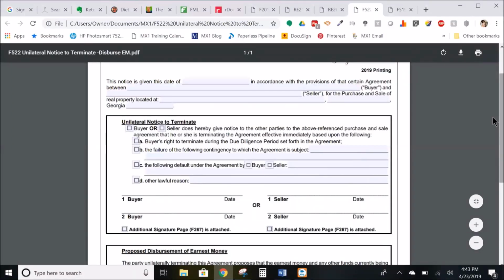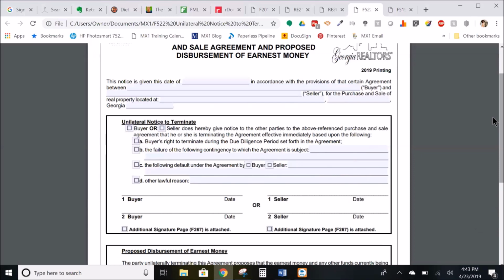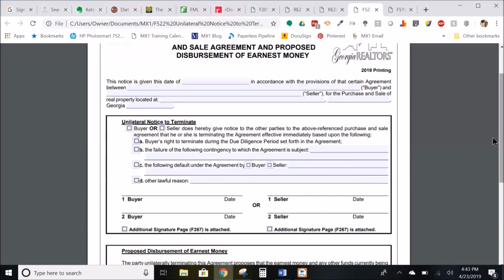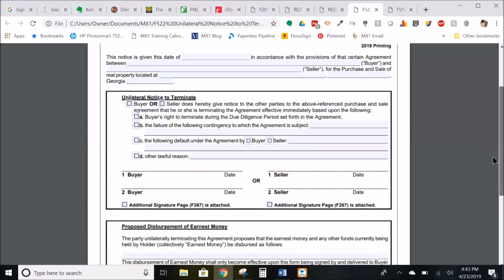So again, the termination of a contract can be done by any party, but depending on which party terminates is going to be if they terminated by default. That would be under the default: the following default in this agreement, buyer failed to show up for closing. So other lawful reason, for example, would be something else allowed for in the contract.